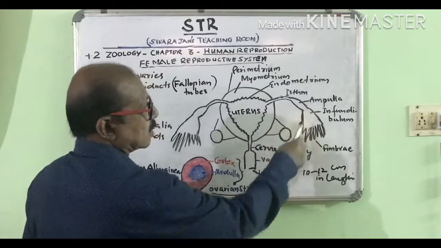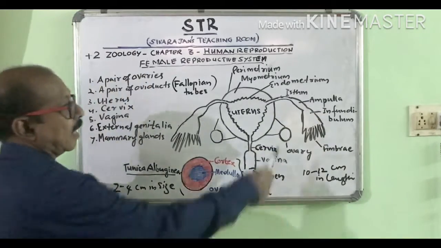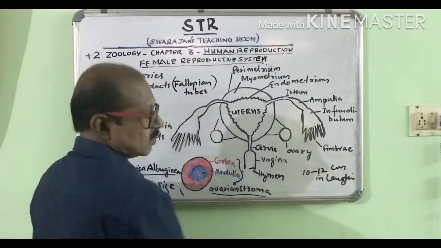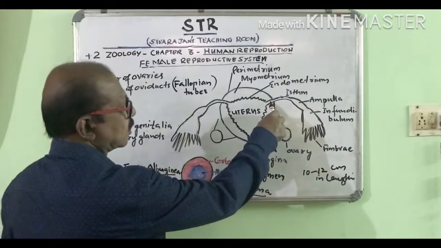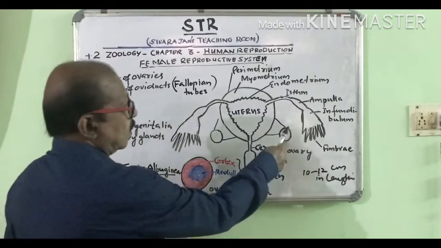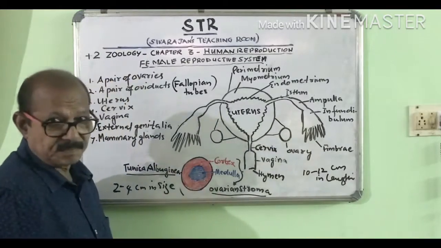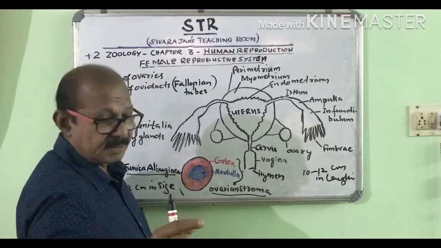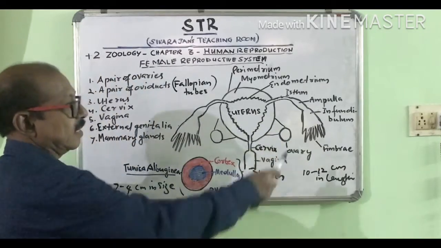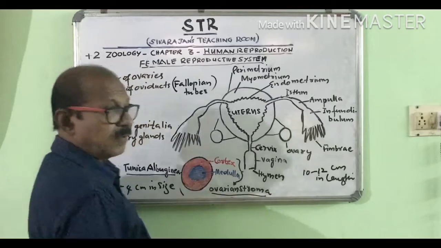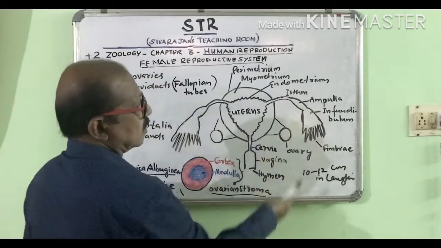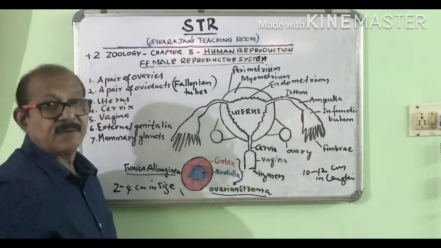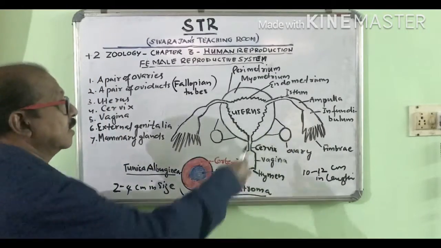This swollen part is called the ampulla, and the ampulla leads into a very narrow tube called the isthmus. The isthmus portion is connected to the uterus. So the oviduct has a funnel-shaped broad region near the ovary, the infundibulum. The infundibulum leads to a swollen part called the ampulla. The ampulla leads into a very narrow tube called the isthmus.